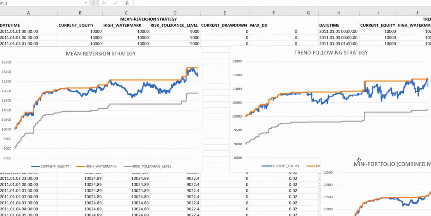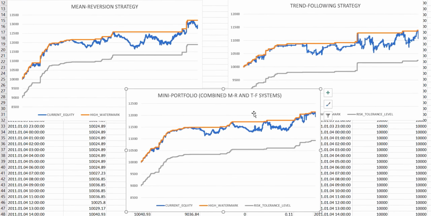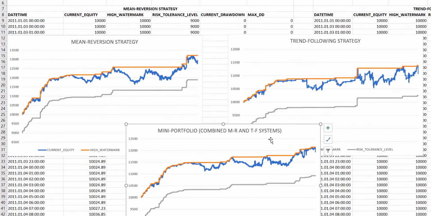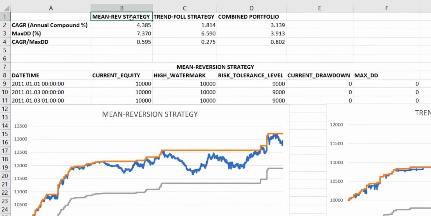And when we do that, this is the result that we get. So we can see that both of those drawdowns that we mentioned have now been reduced. And by taking a look at specific metrics around this, we can see the results for the mean reversion strategy here.